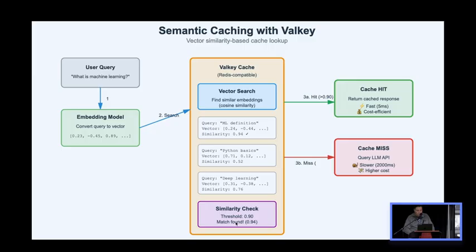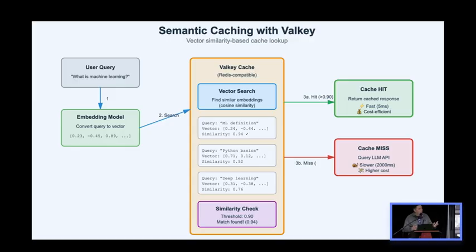And we specify a threshold of 0.90. And we find a match. ML definition is 0.94 similarity to machine learning. That's pretty good. So then we're going to check our cache, because we found the vector, but we want to avoid that call to LLM, and we see, what do we have? A cached content.